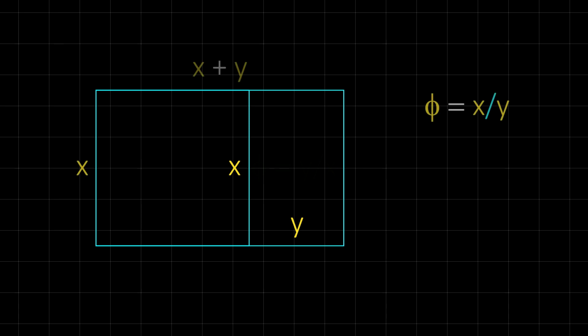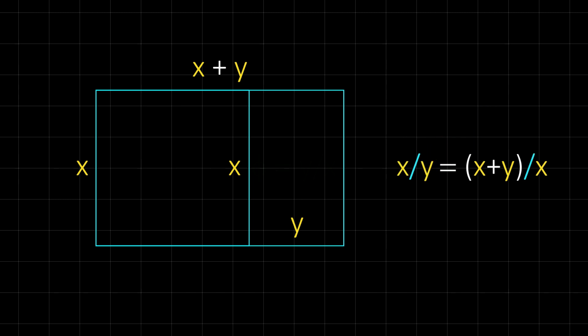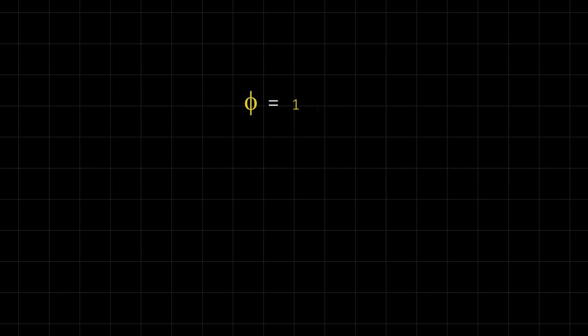Now let's find the value of the golden ratio. Let x and y be the sides of the small golden rectangle and phi the ratio of sides of the golden rectangle. So phi equals x over y. Here phi is also equal to (x plus y) over x. So x over y equals (x plus y) over x. If we replace x over y with phi, we get phi equals 1 plus 1 over phi. Now we multiply phi on both sides, and we get phi squared equals phi plus 1.